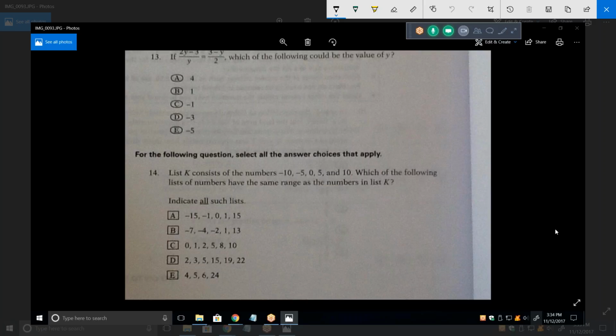Well, one way would be to plug in the answers for y. I love that way. That's back solving. And since there are negative numbers, maybe start with E and then start with A. Why would you go that route? Because the math is the easiest.